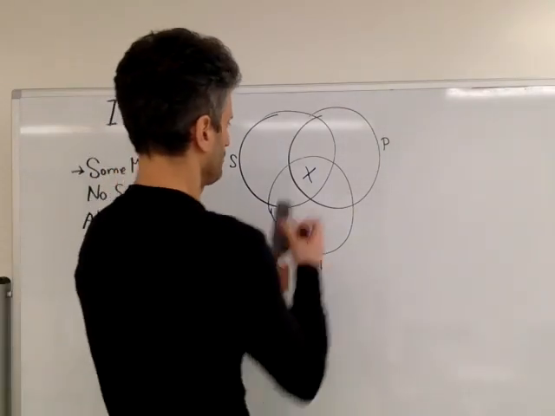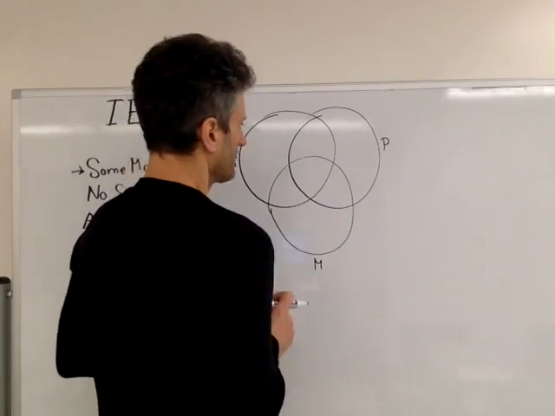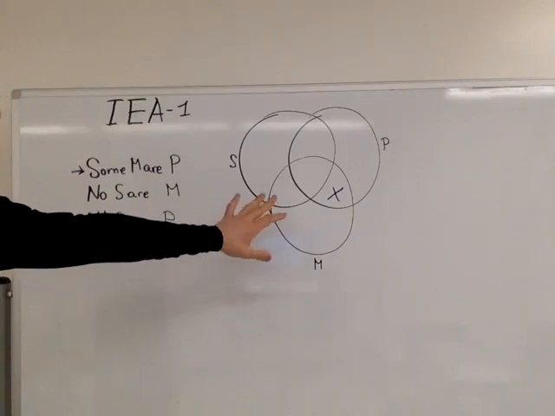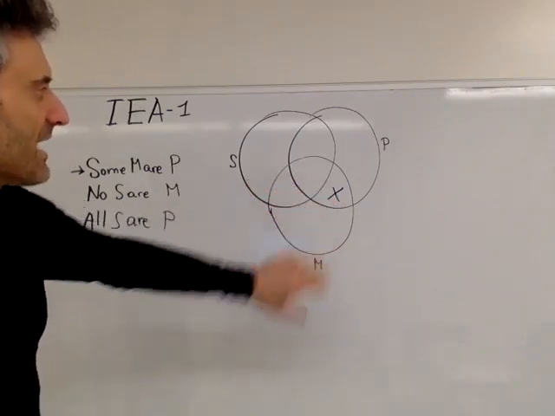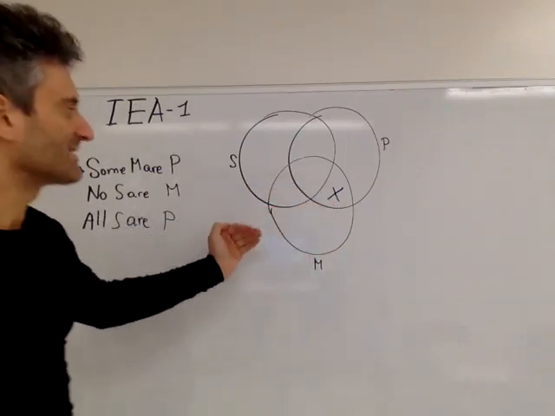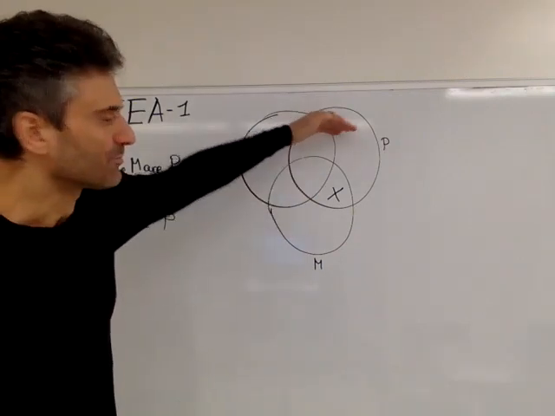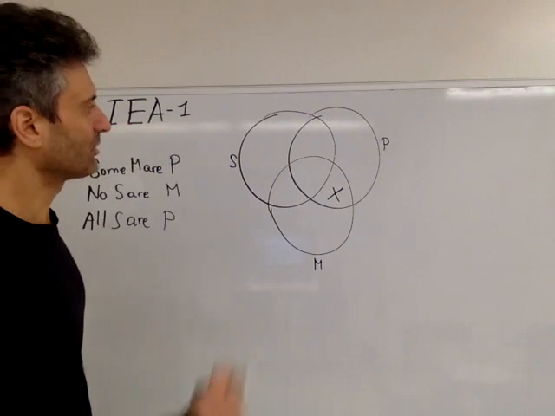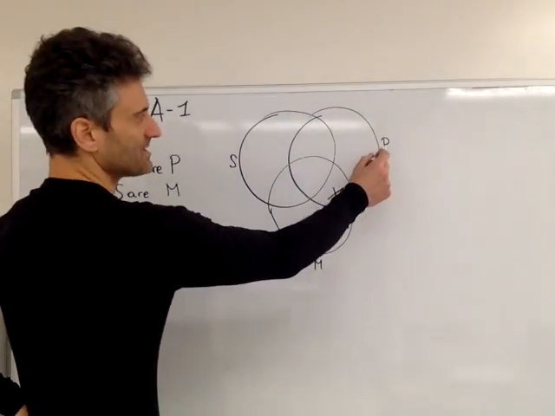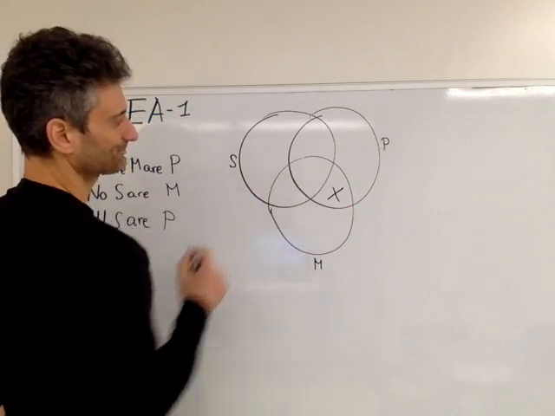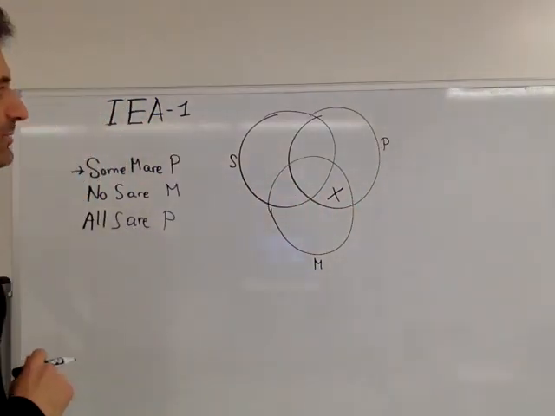Okay, so not here. What about here? Well, if I place an X right there, once again, I do diagram that some M are P. However, I also diagram that some P are not S. And that's not what I need to diagram.